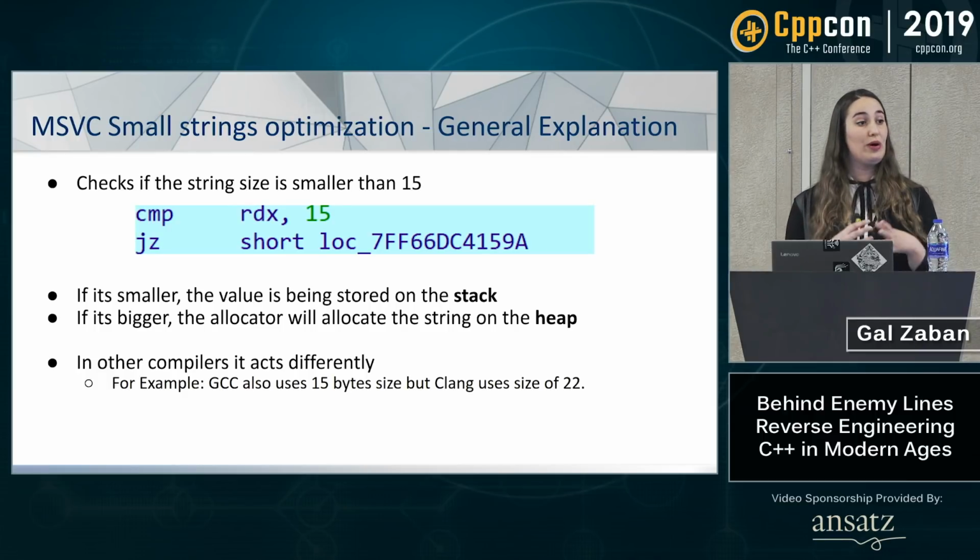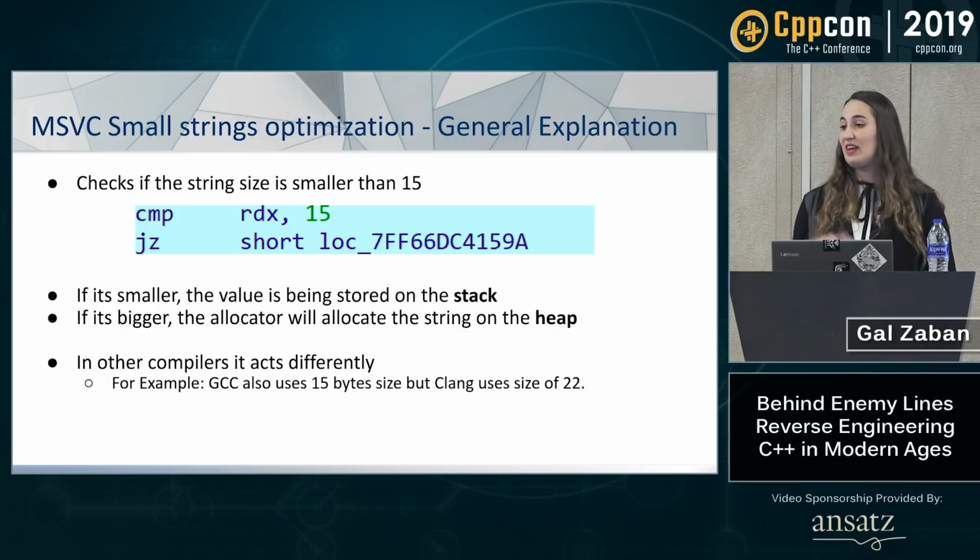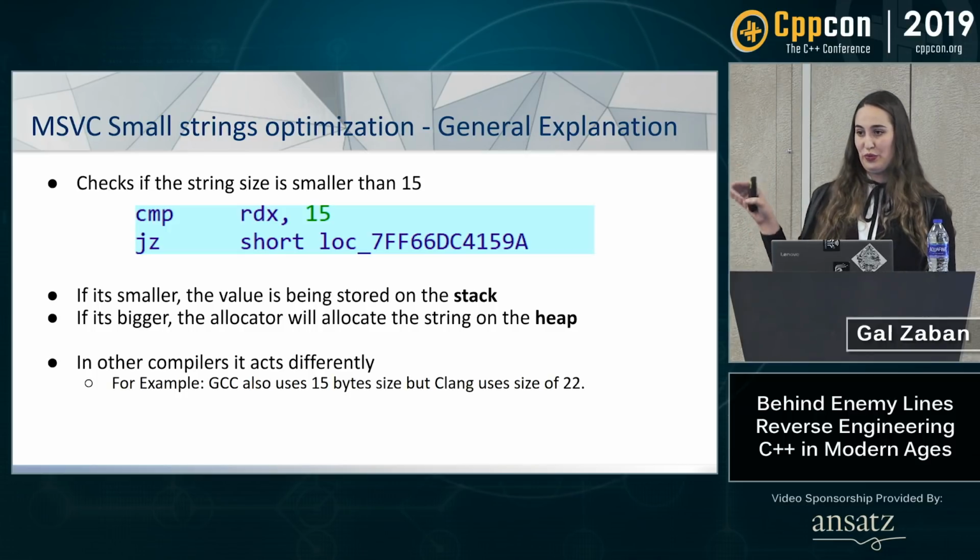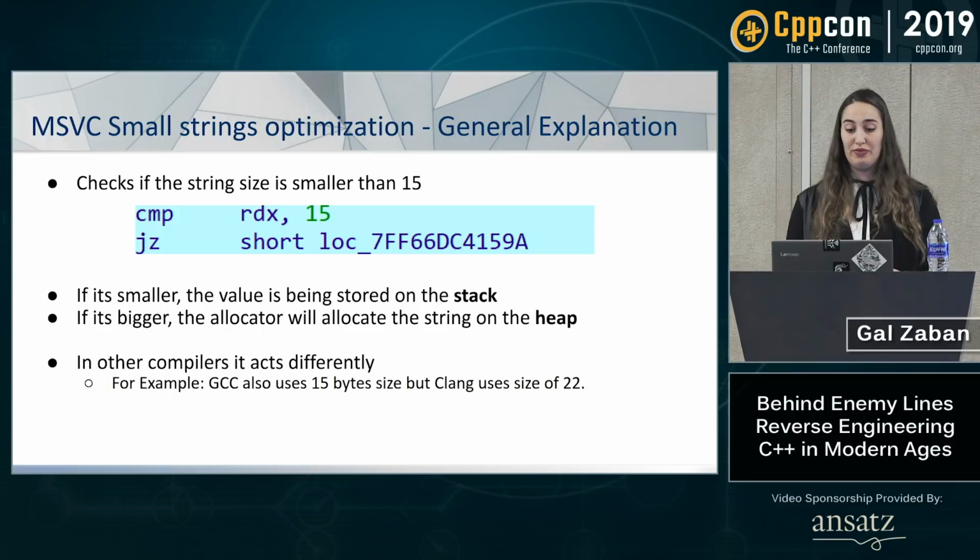Before we go into what happened, I will explain a bit about small string optimizations. In MSVC, which is our compiler, it checks if a string is smaller than 15. You can also see the assembly lines that show what happened. It just compares the value to 15, and if it is smaller than 15, it goes to a branch that stores the string on the stack, and if it's bigger than 15, it allocates the string on the heap.